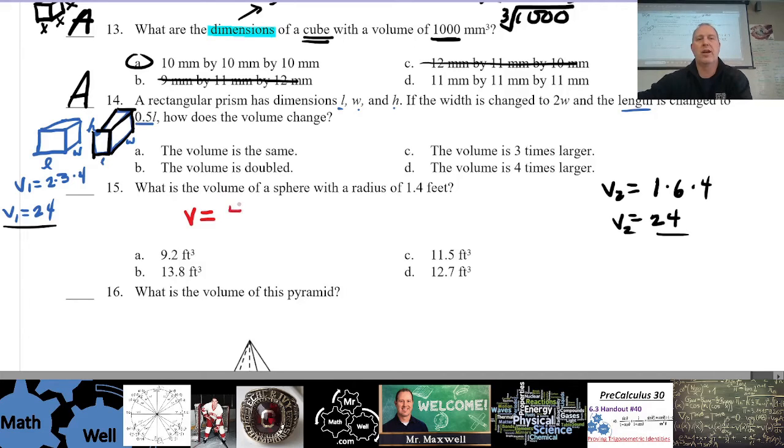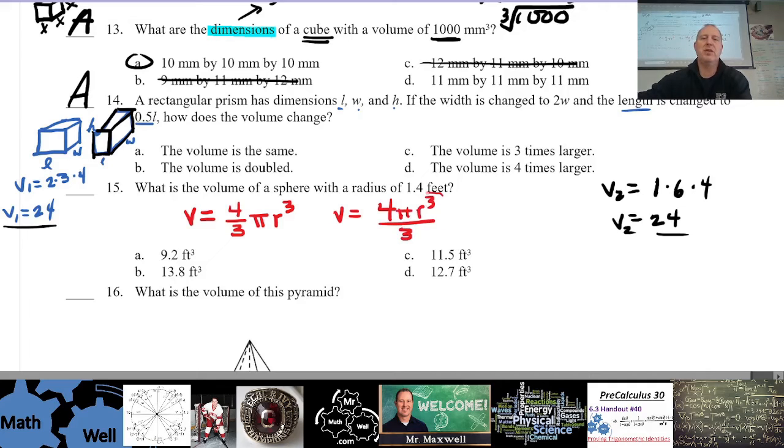4 times... 3. Okay, 4 over 3 is the number, and then times pi times radius cubed. Another way you could write that is 4 times pi times r cubed all over 3. That works too.